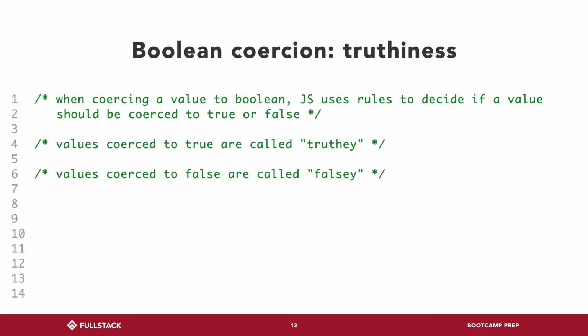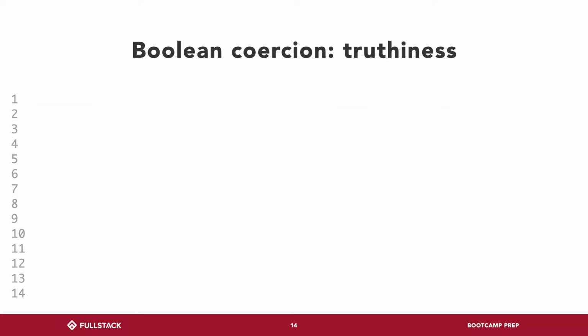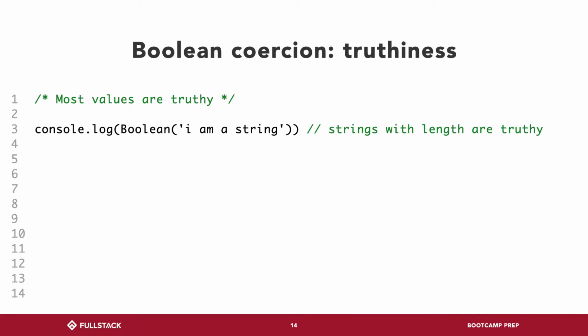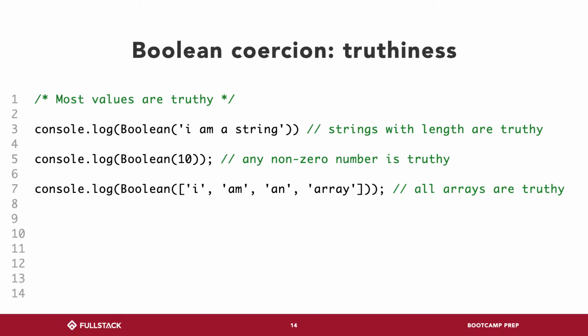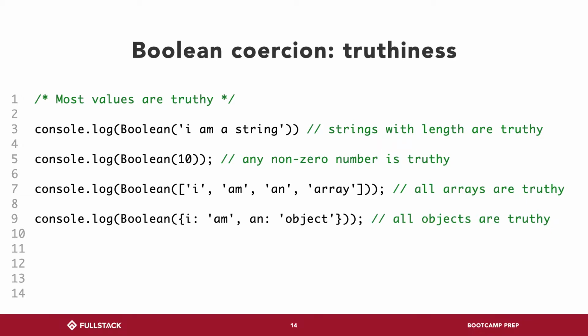It's not actually talking about the value of true and the value of false when I talk about truthy and falsy. When I say this value is truthy, I mean if it were coerced to a Boolean, it would be true. But that doesn't mean that it is true, right? It's the what if, you know? Most values are truthy. Strings with length, any non-zero number, all arrays are truthy. This is what an array looks like. All objects are truthy. That's what an object looks like. They all coerced into a Boolean would be true, okay?